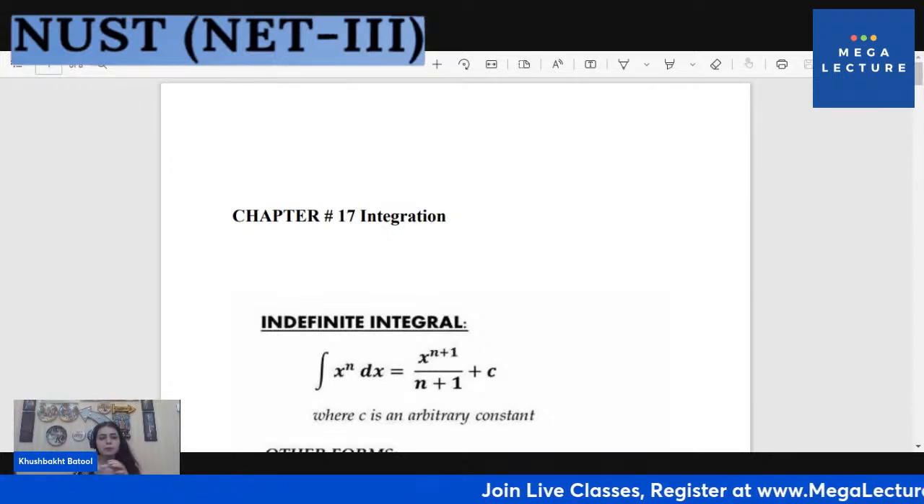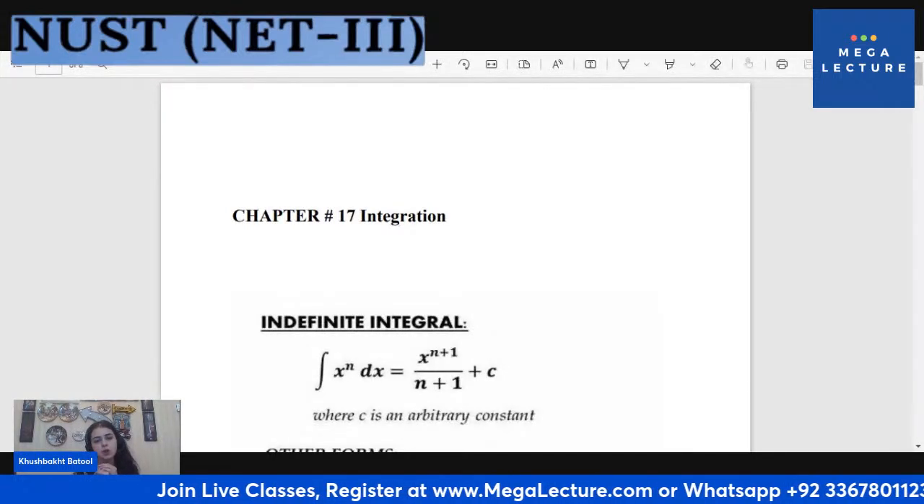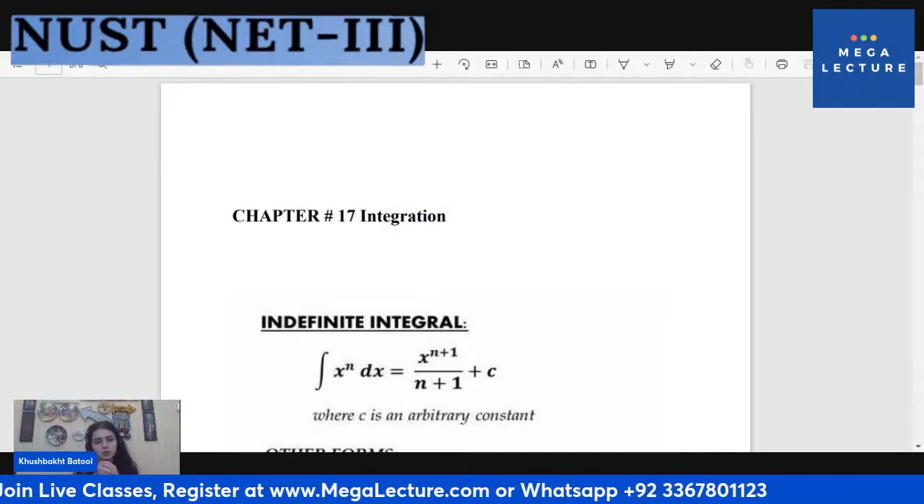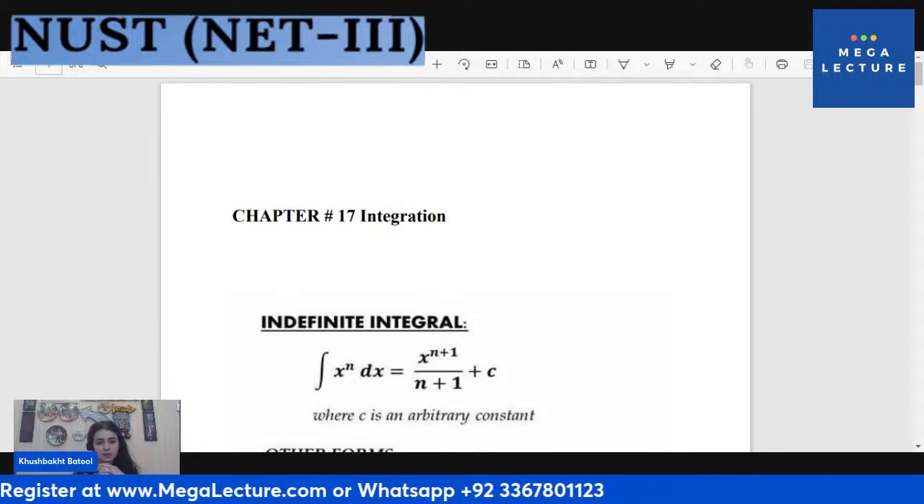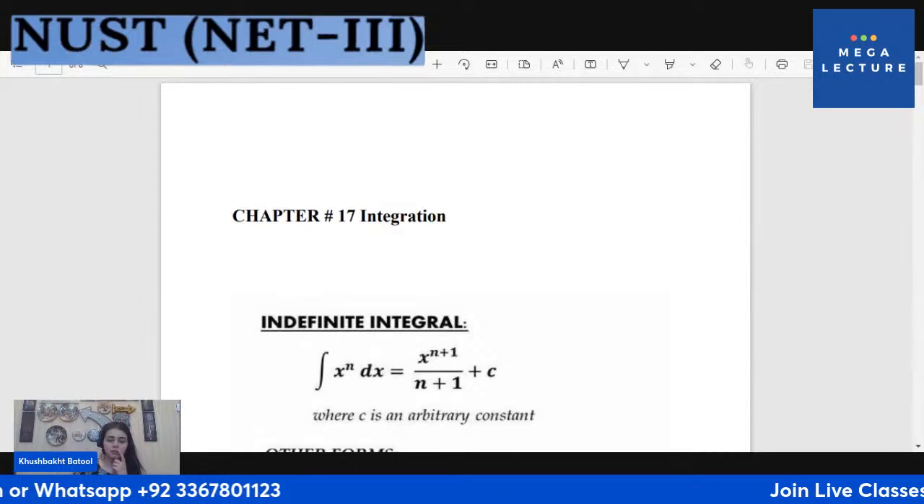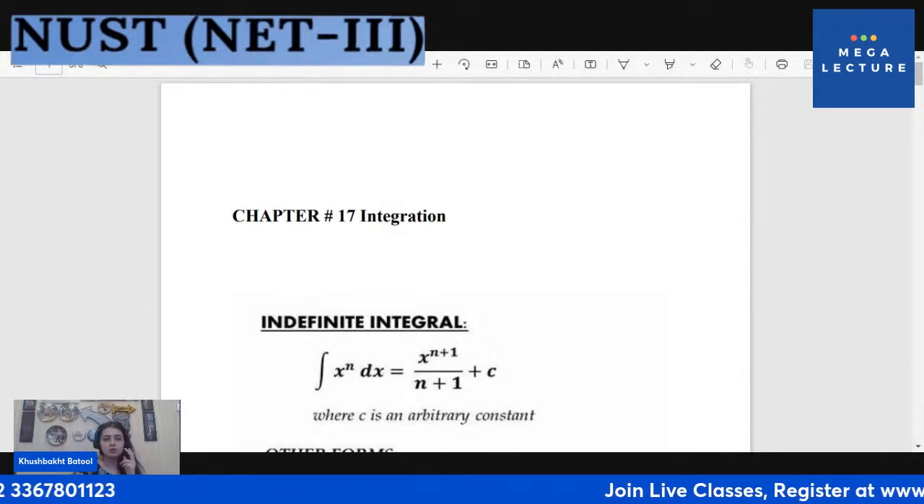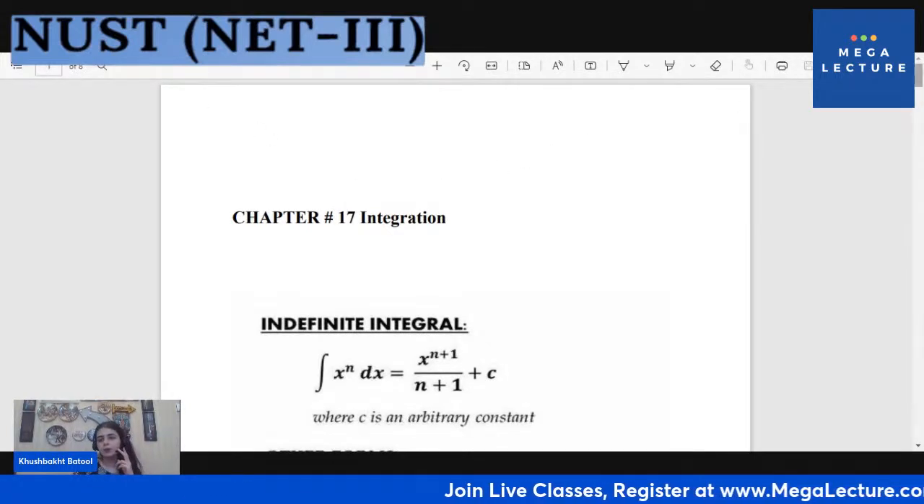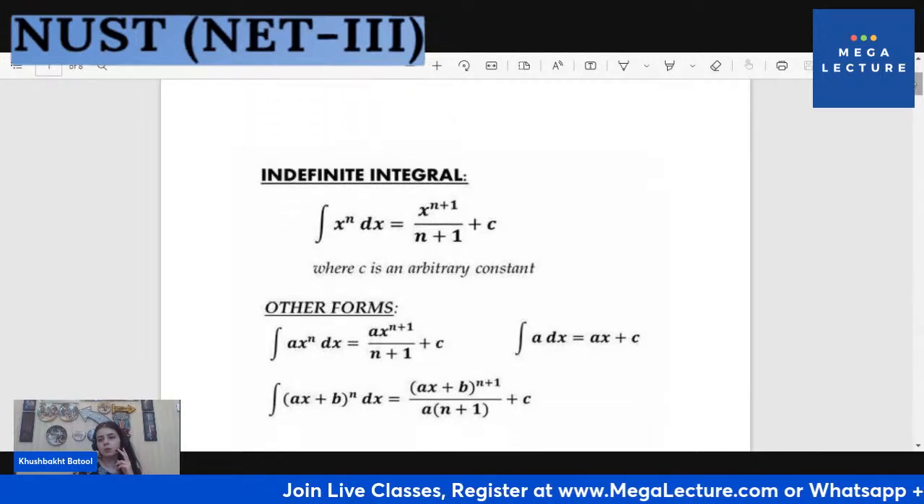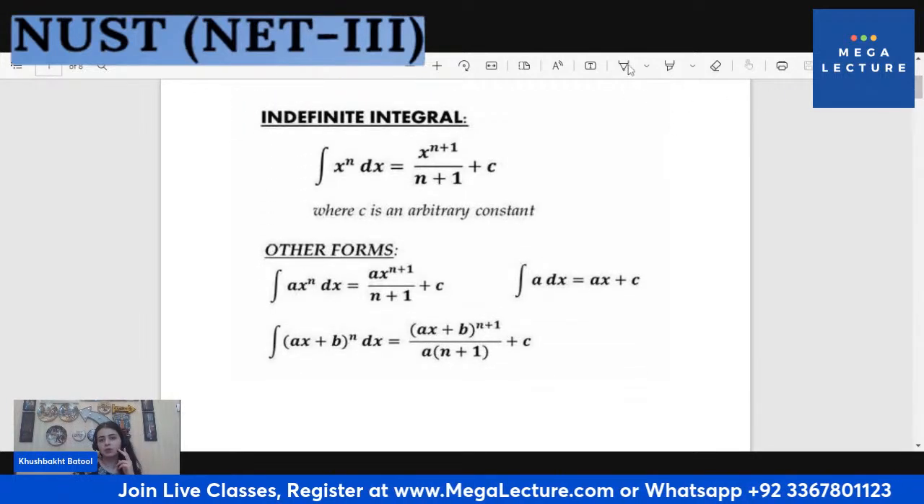So today we will be talking about some more NUST NET past paper questions from the math section, specifically from the 17th chapter, that is integration. So let's get started. Before talking about the past paper questions, we'll be having a quick overview about the contents that we need to cover for this chapter.